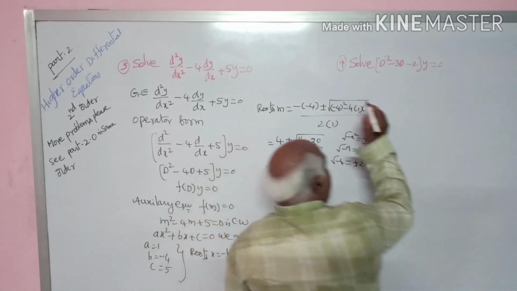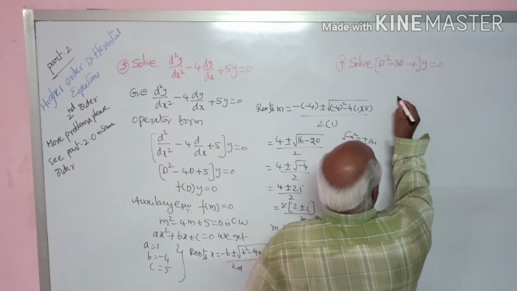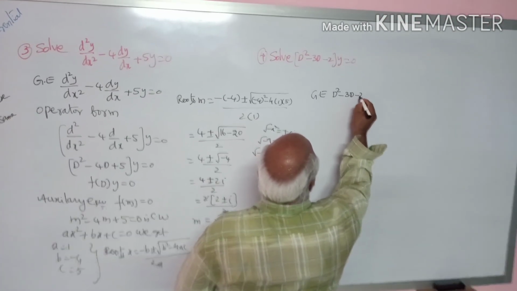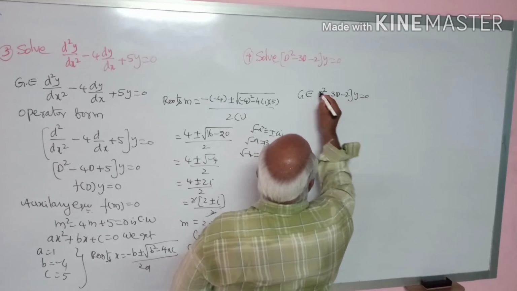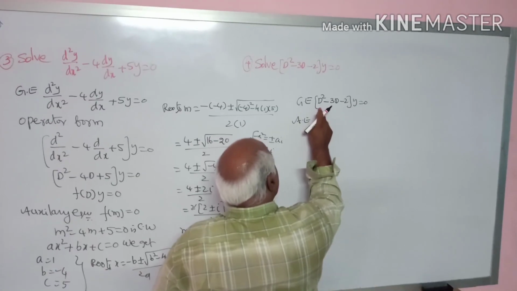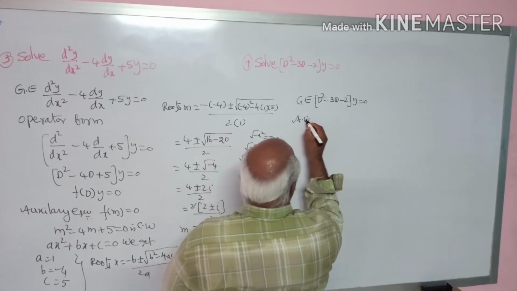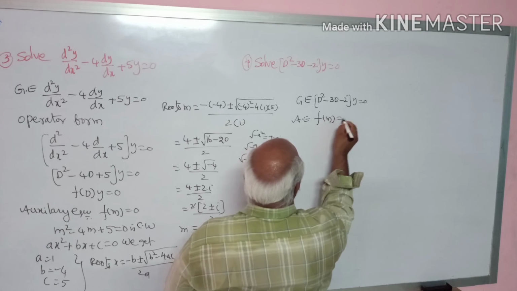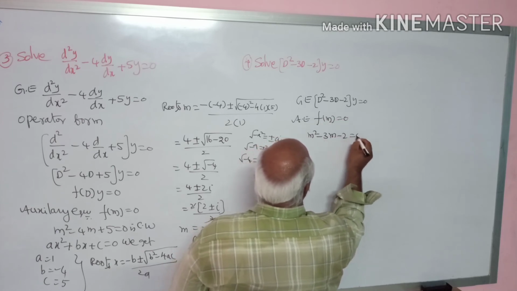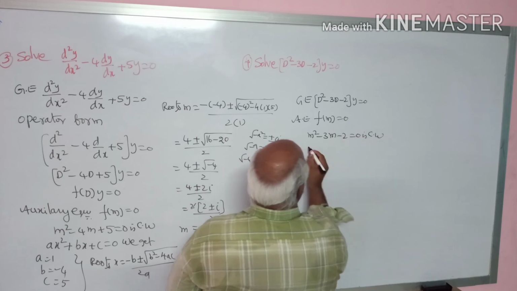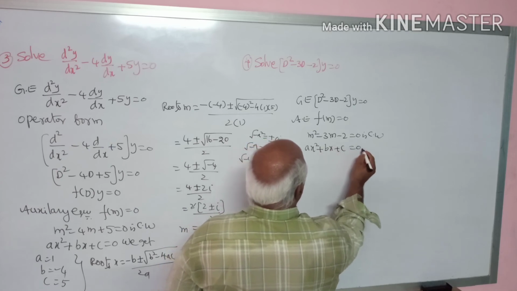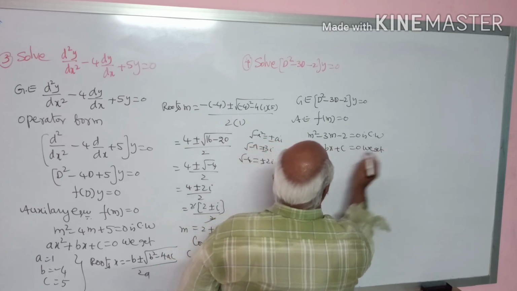Next come to the fourth one. First write the given equation. What is the given equation? (D square minus 3D minus 2) into y is equal to 0. Next write the auxiliary equation. It is already in operator form. Therefore the auxiliary equation is f of m equal to 0: m square minus 3m minus 2 equal to 0. Comparing with ax square plus bx plus c is equal to 0, we get what is a?